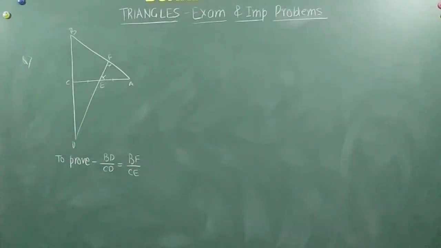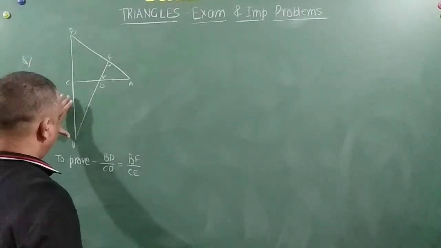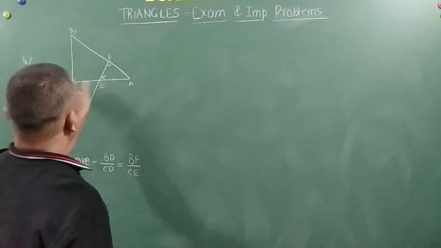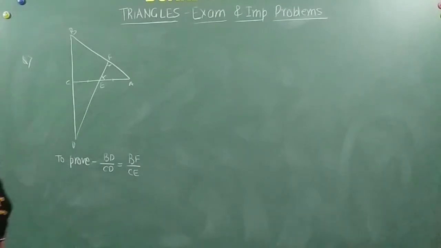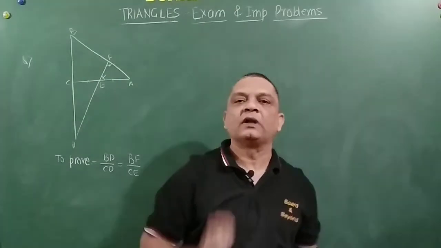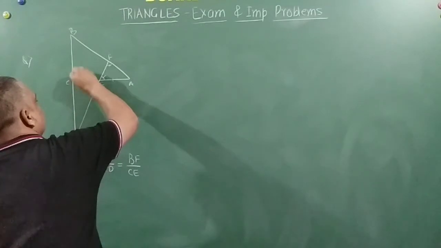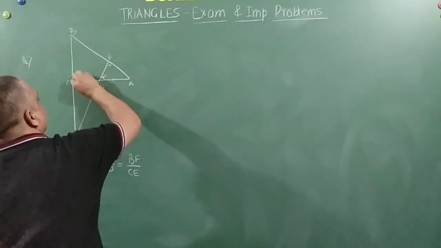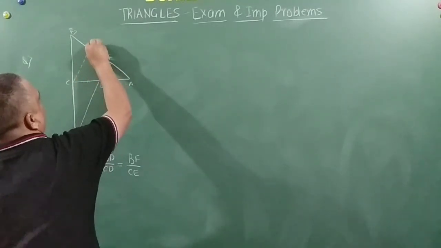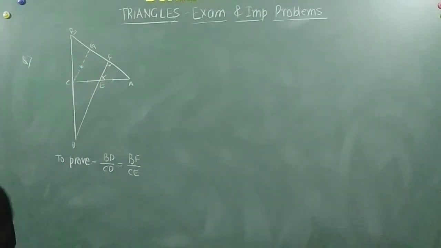Right, friends? So BD by CD is equal to BF by CE. Now, friends, to prove this, we have to do a small construction here. So I have to construct a line from C which is parallel to EF, meeting at G. So these two are parallel, right?